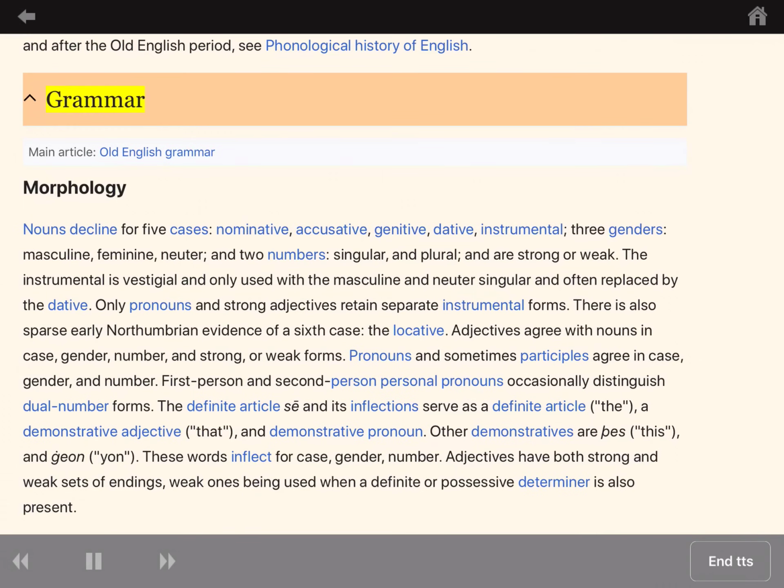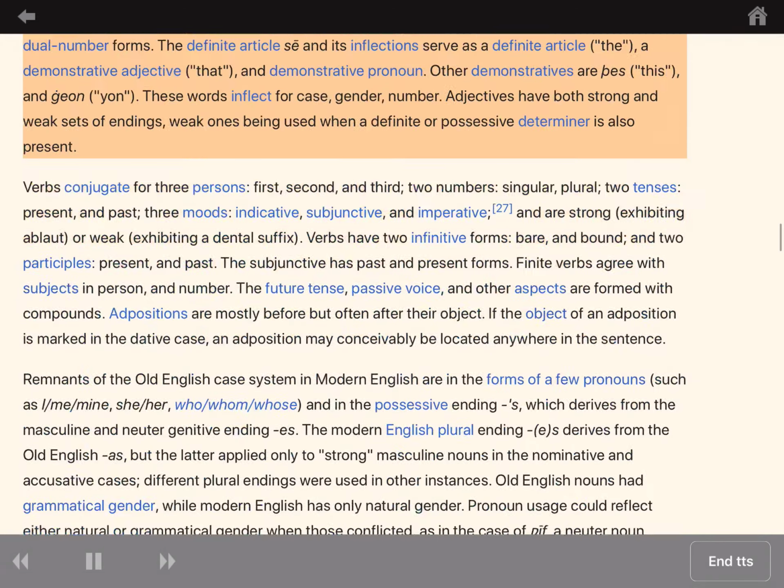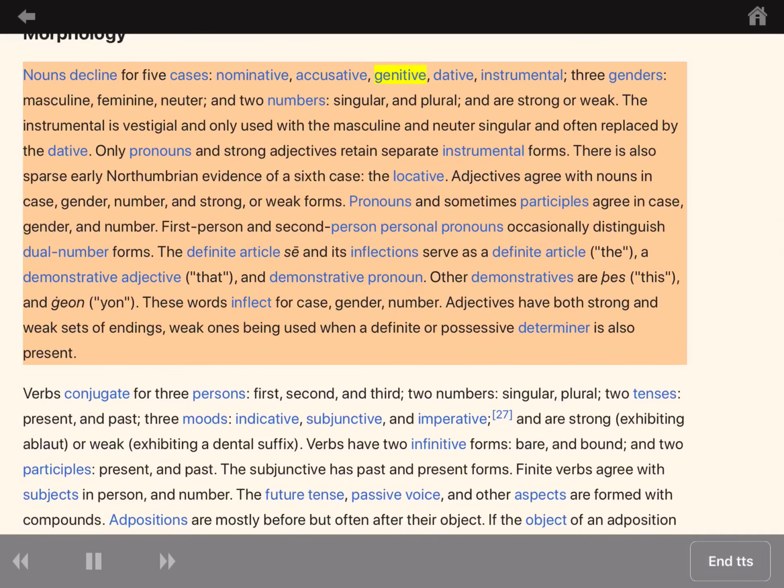Grammar. Morphology. Nouns decline for 5 cases: nominative, accusative, genitive, dative, instrumental, 3 genders: masculine, feminine, neuter, and 2 numbers: singular and plural, and are strong or weak. The instrumental is vestigial and only used with the masculine and neuter singular and often replaced by the dative. Only pronouns and strong adjectives retain separate instrumental forms. There is also sparse early Northumbrian evidence of a 6th case, the locative.